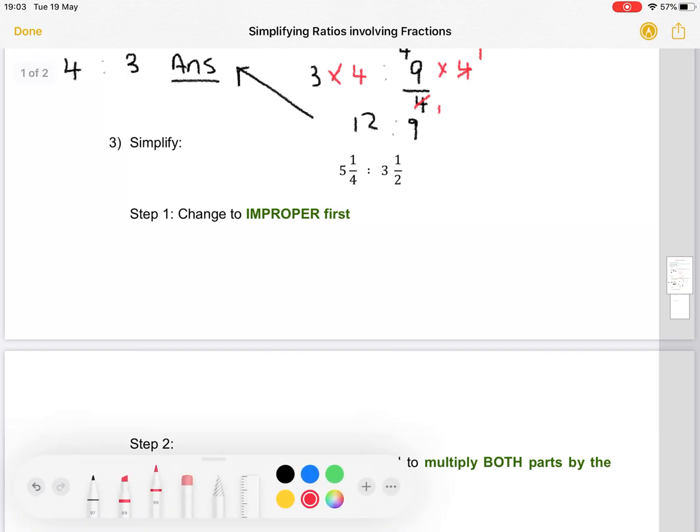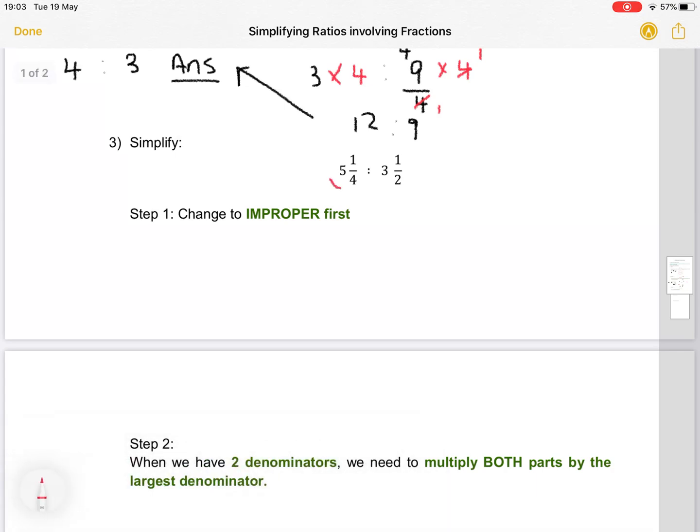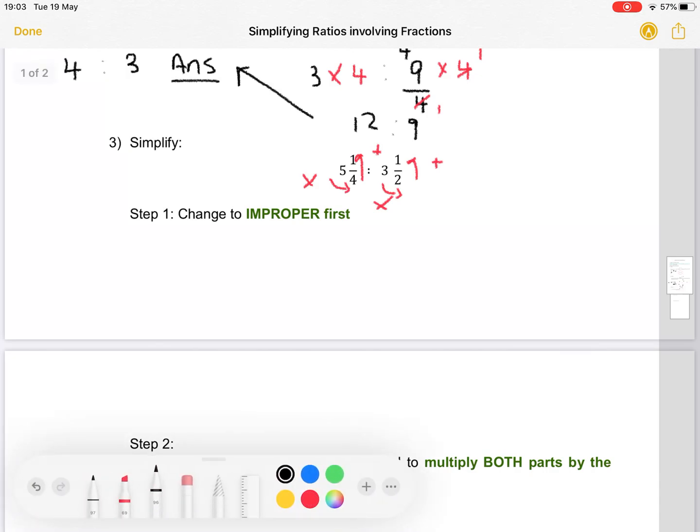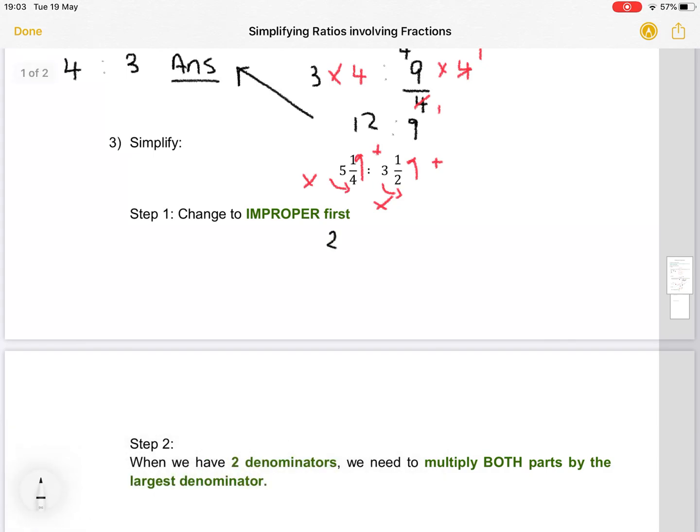I'm going to mark that same thing. 5 times 4, the wholes times the denominator, plus the numerator. On the other side, it's the same thing. The wholes times the denominator plus the numerator. Okay, so it becomes 5 times 4 is 20. 20 plus 1, it's 21 all over the denominator that I had before.